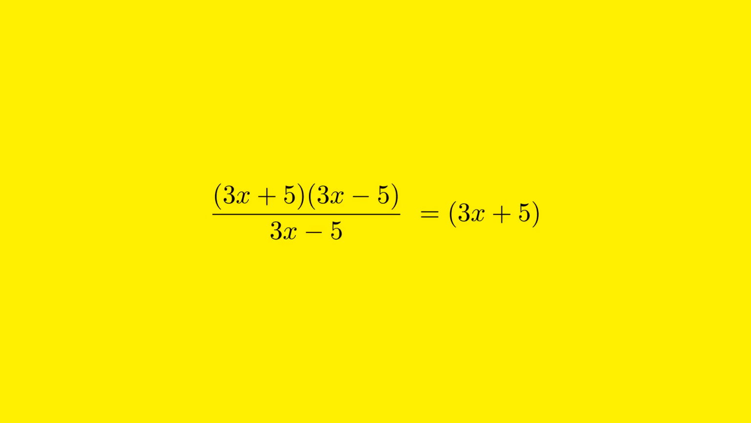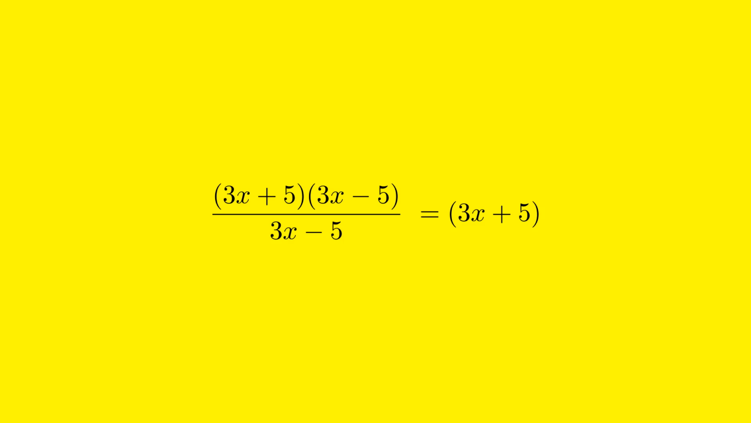Step 2. Now that we have factored the numerator and have 3x plus 5 times 3x minus 5 over 3x minus 5, observe that we have the same expression in the numerator and the denominator, 3x minus 5. These common factors can be cancelled out.